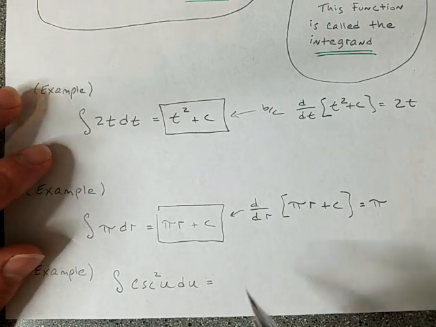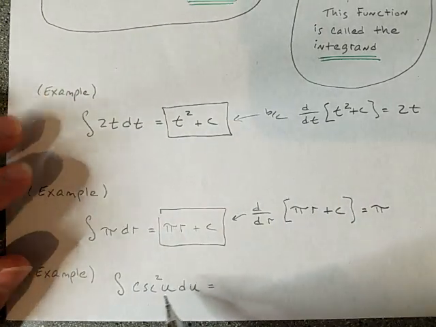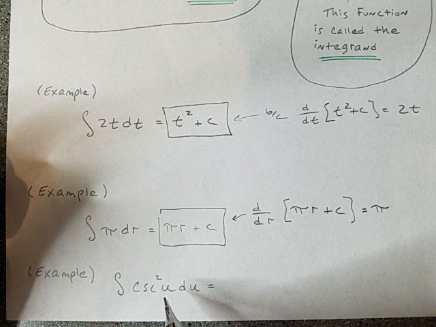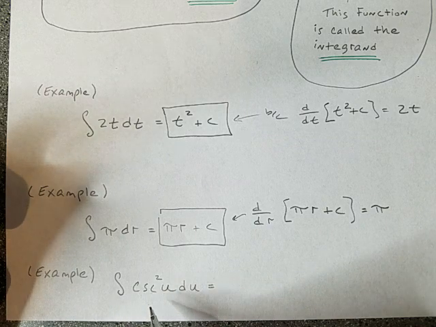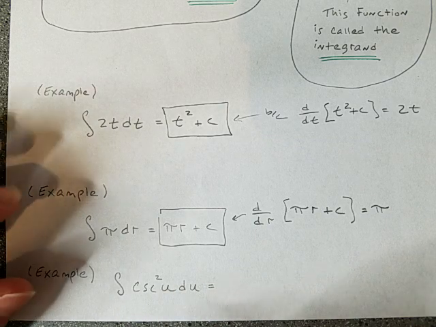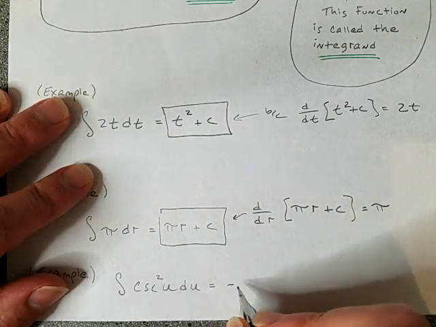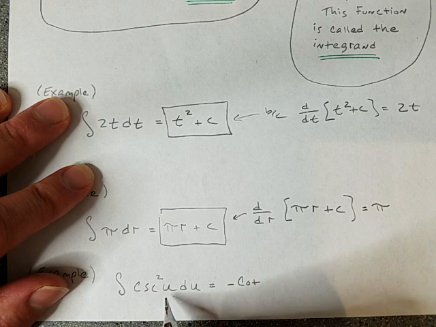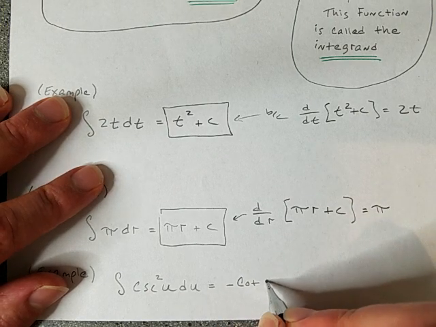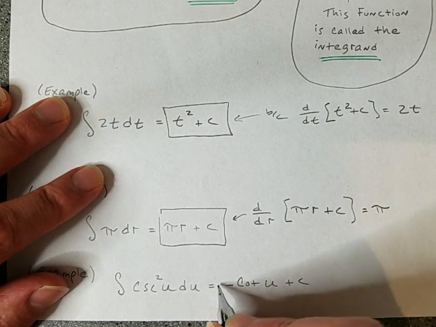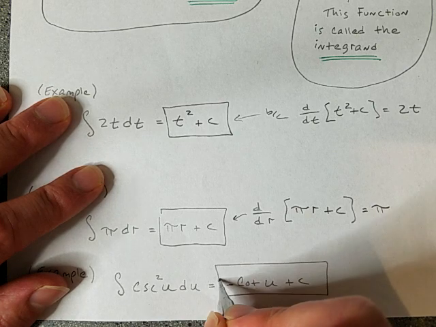You might even have to look it up, but we've seen something somewhere before that had a derivative similar to cosecant squared. It was cotangent, okay? My answer here is negative cotangent of x. Well, in the case where my variable is u, negative cotangent of u plus c, okay? All right, there's that one.